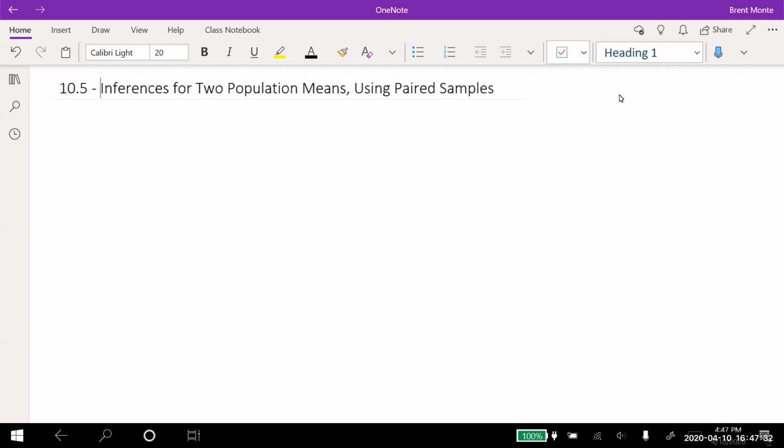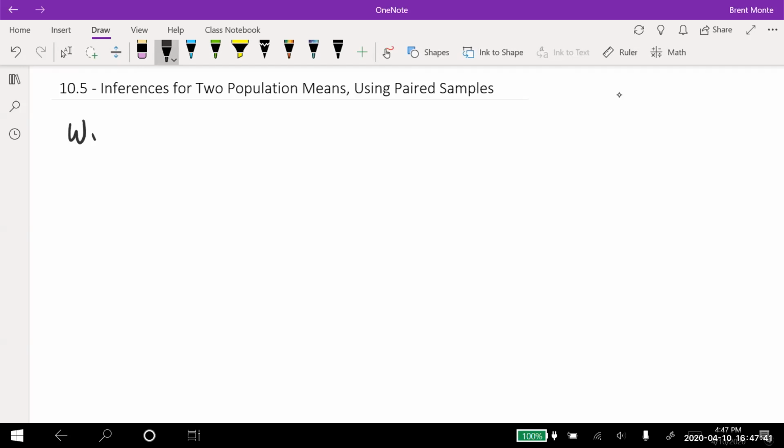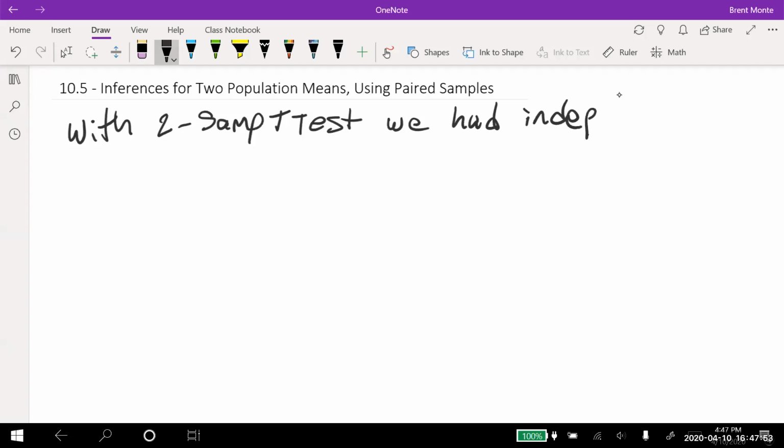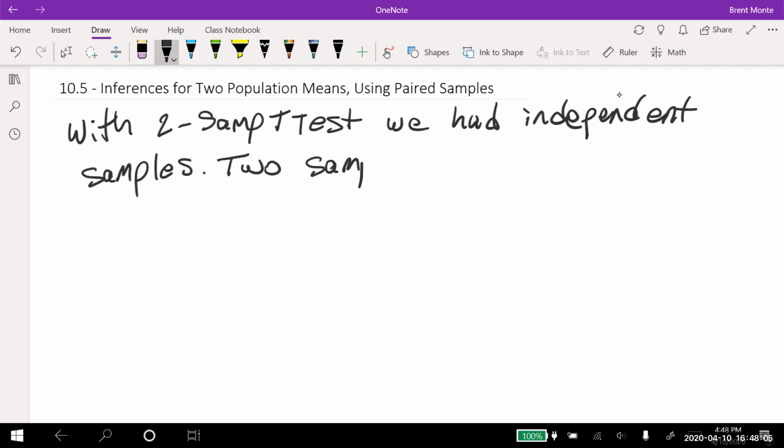But what distinguishes this from sections 10.2 and 10.3 is that before, with the two sample t-test, we had independent samples. What it means is two samples are independent. Back to what we talked about a long time ago about independence, way back around the time of our first exam. Two samples are independent.